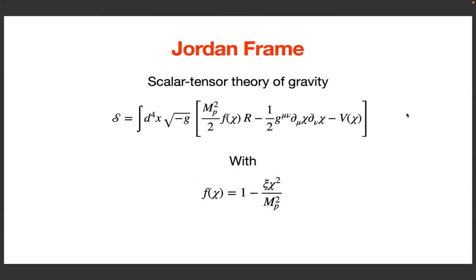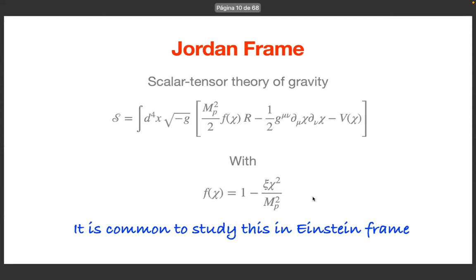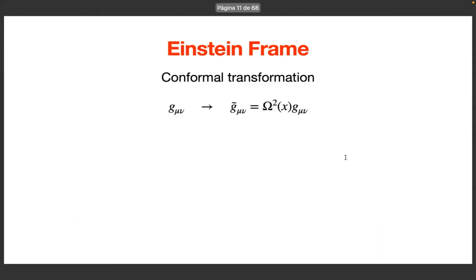Whenever we write down the Lagrangian in this manner, we call it the Jordan frame, where we can say that we have a scalar-tensor theory of gravity, which is a scalar degree of freedom coupled non-minimally to gravity. In principle, I can characterize this coupling with a generic function of the scalar field. For the case I was mentioning, of course, the function is given by this expression here. Usually, because we have this non-minimal coupling, it is common to study this in the Einstein frame. So let's check what this Einstein frame means.